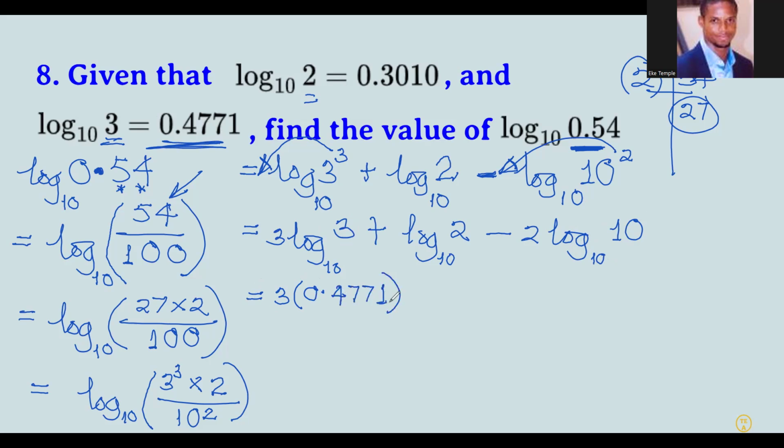0.4771. Then plus logarithm to base 10 of 2, also given as 0.3010. So we have that 0.3010 minus 2 multiplied by logarithm to the same base as the same argument. Same base, same argument, that's 1 by law. Specifically law 2 in this lecture. Let's carry out the multiplication here.